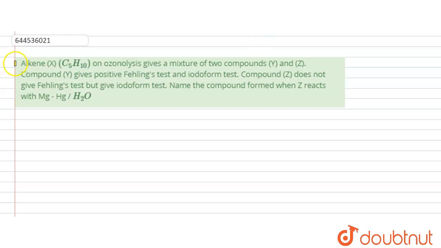Hello everyone. So let's see this question. In this question it is given that an alkene C5H10 on ozonolysis gives a mixture of two compounds Y and Z. What is given about Y? That Y gives positive Fehling's test and iodoform test, but compound Z does not give Fehling's test but gives iodoform test. Name the compound formed when Z reacts with MgHg/H2O.